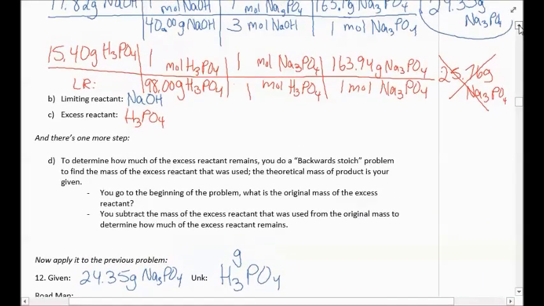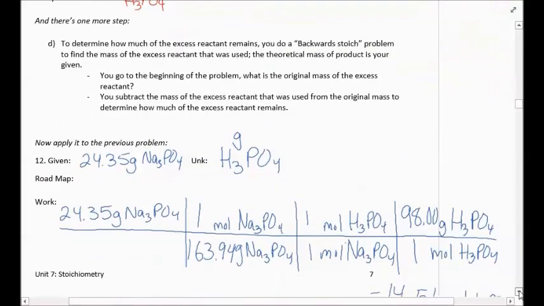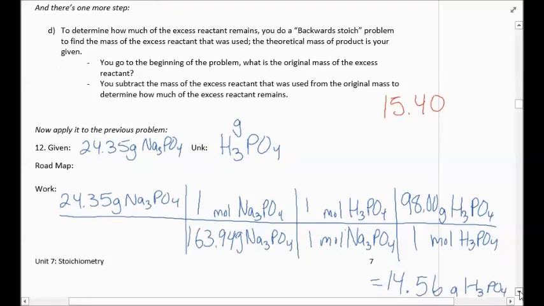So we're going to compare. So we had 15.40, and I'm getting that from the original problem. And I'm going to subtract 14.56 from that to figure out how much is left over. So this is why it's important to make sure you read the question carefully to make sure you get the answer that they're asking for. So 0.84 grams of phosphoric acid are left over.